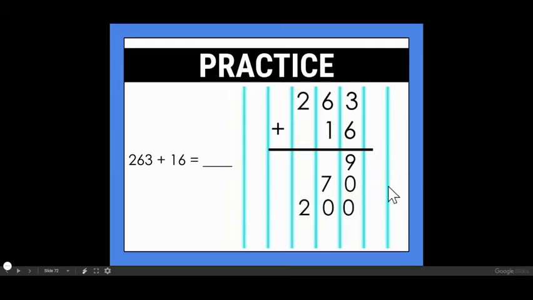All right, now, see how again it looks just like expanded form? Or if I wanted to, I can just add going down. 9 plus 0 is 9. 7 plus 0 is 7. 0 plus 2 is 2. So your answer is 279. So 263 plus 16, your sum is 279.